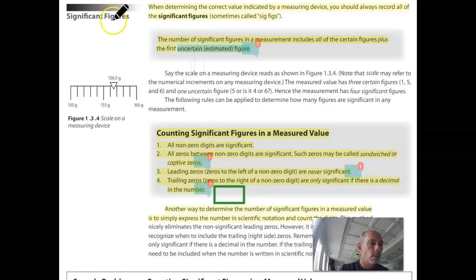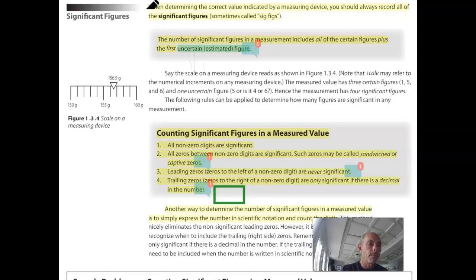All right, so if we look at the top here at what's highlighted, it says that when determining the correct value indicated by a measuring device, you should always record all of the significant figures, or sig figs, and I'll be calling them sig figs. Basically, you need to use a measuring device properly. And using a measuring device properly means that you record the right number of digits from that device according to a rule, which is the right number of significant figures.